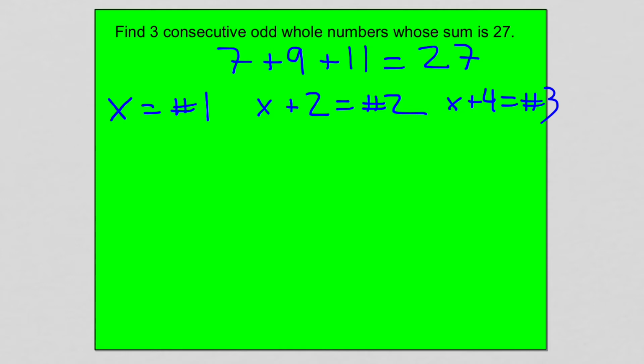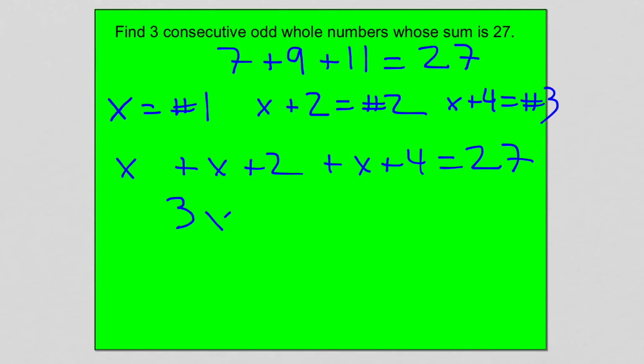And you can see that in the actual answers, right? 9 is 2 above 7, and 11 is 4 above 7. Then what this says is these numbers have to add to 27. So x plus 2 plus x plus 4 has to add to 27. And then what you do is you group up your x's. So I have a total of 3 x's. And you group up your whole numbers. I have 2 plus 4 is 6. And that equals 27.